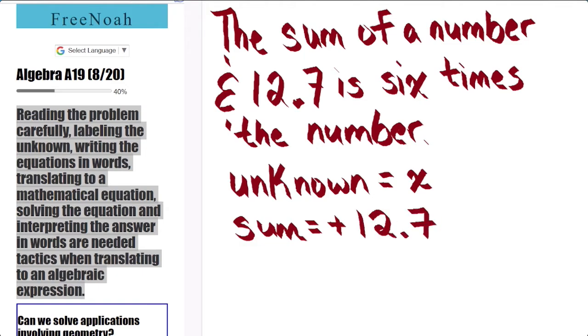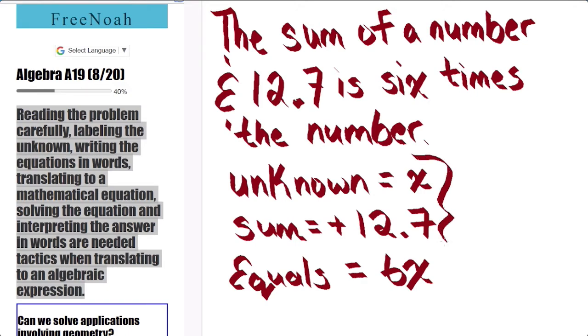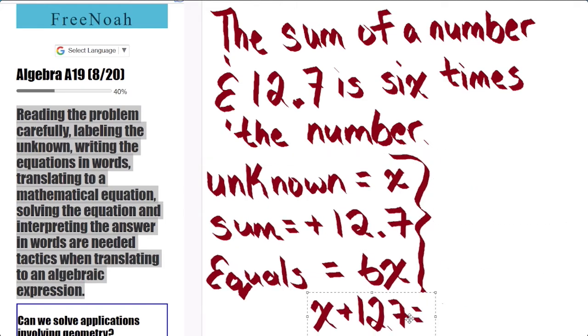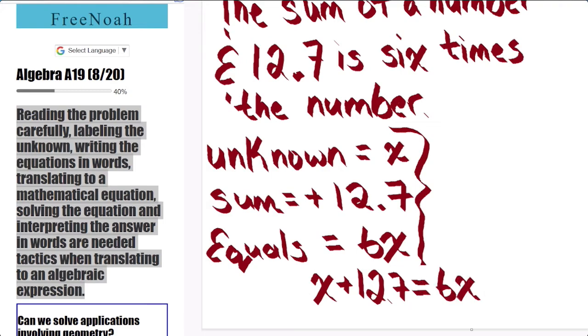Now it says here is. So is going to stand for equal. All right. So we have equal 6 times the number. So we have a constant of 6, and it's going to multiply our unknown. Moving on here. So we labeled the unknown. What's the next step here? It says write the equation in words and then translate it to a mathematical equation. Next is solving. So we solve. Alright, so we're going to simply solve for x at this point.